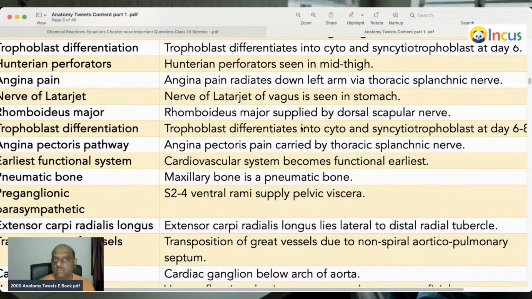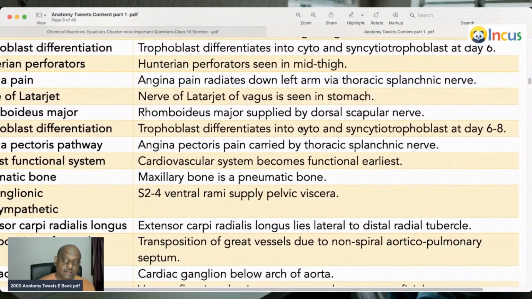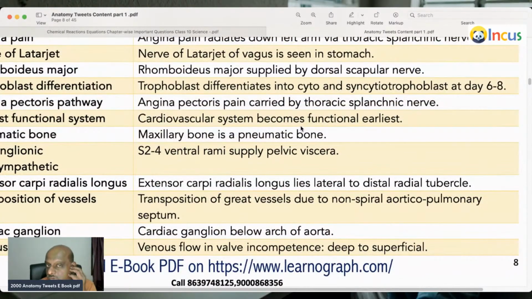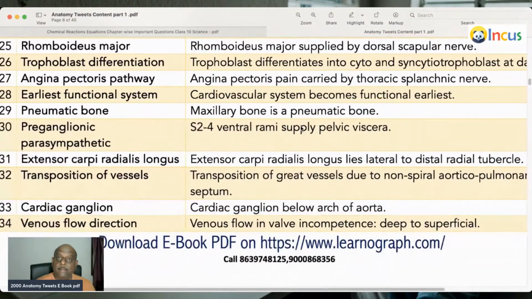Rhomboid major, the nerve supplied is the dorsal scapular nerve. Trophoblast becomes cytotrophoblast and syncytiotrophoblast by day 6. And maxillary bone is an example of a pneumatic bone. Pelvic viscera, preganglionic parasympathetic fibers come from S2, S3, S4.